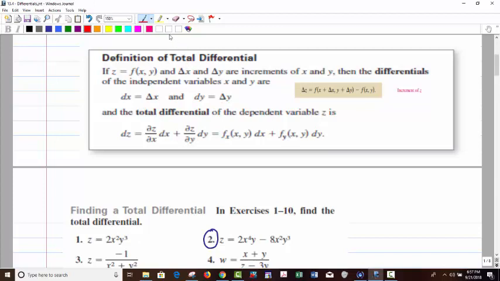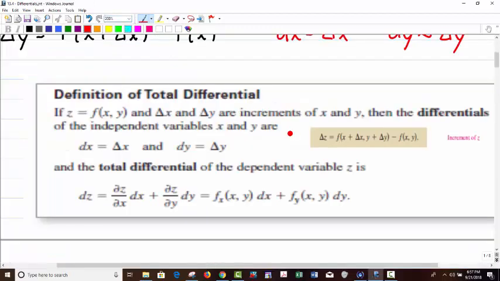Therefore, then the actual delta z function, the true change in z based on f of x and y, would be your second point value for z. When you put in the delta x, you put in the delta y and evaluate the function, minus the original value of the function. That gives you your delta z.